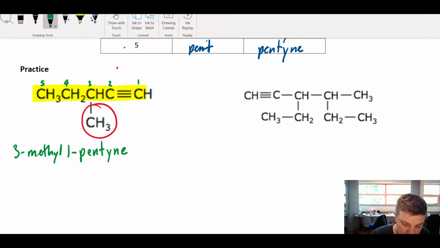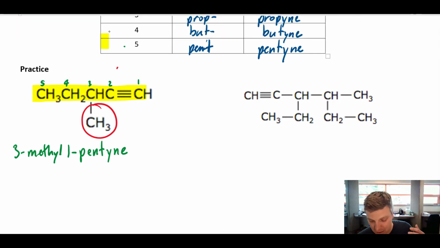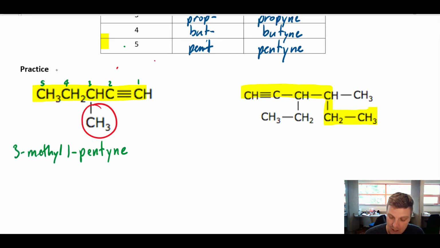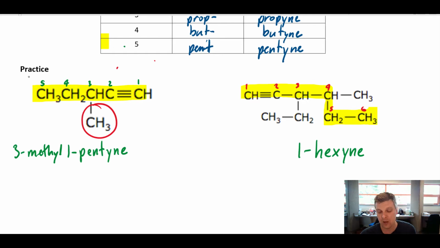I'm going to look for the longest uninterrupted carbon chain that includes the triple bond. So I have to start here, and I think it's going to be 1, 2, 3, 4, 5, 6 is the longest that I can do. So I'm going to number these off so that I've got the triple bond with the lowest number possible. So 1, 2, 3, 4, 5, 6. So I've got a 6 carbon chain for my parent chain, so that's going to be a hex. It's got a triple bond, so it's a hexyne. The triple bond is on the number 1 carbon, so it's a 1-hexyne.